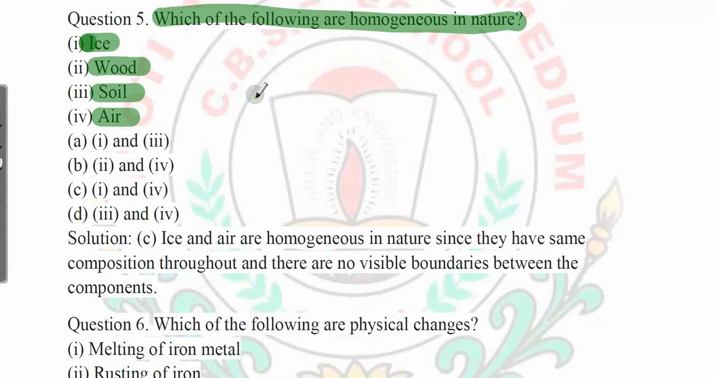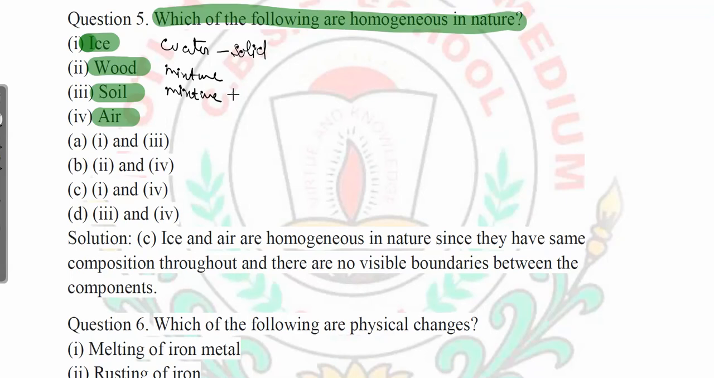Ice is what? Ice is just water in its solid form. Wood is a mixture, I think, a type of mixture of different compounds. Next, soil is also what? Soil is also a mixture only.